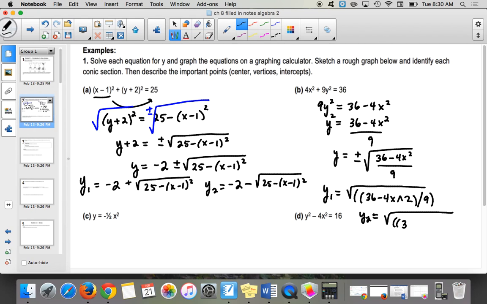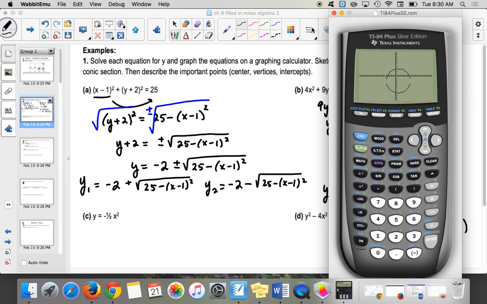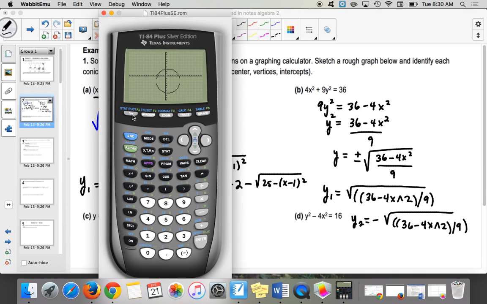So then the other one is going to be, instead of y1 equal to positive square root, we're going to have y2 equals negative, and then 36 minus 4x raised to the 2 divided by 9. Oh, whoops, I forgot my parenthesis in there. Okay, so go ahead and do that on yours. So I'm going to clear those out that I had before.